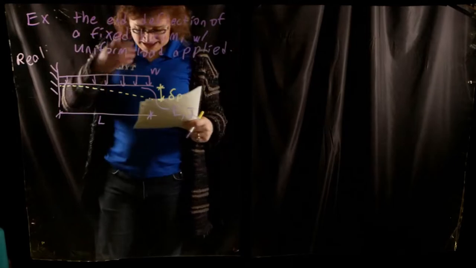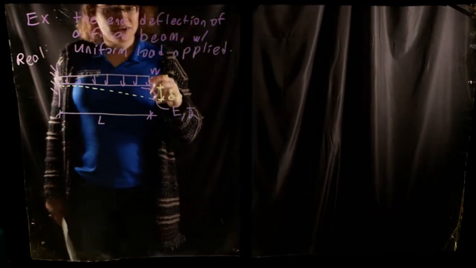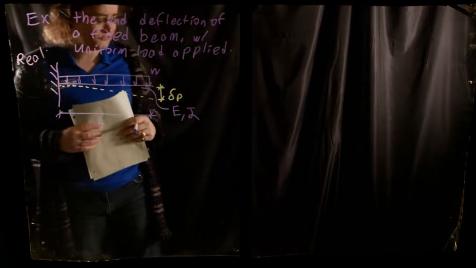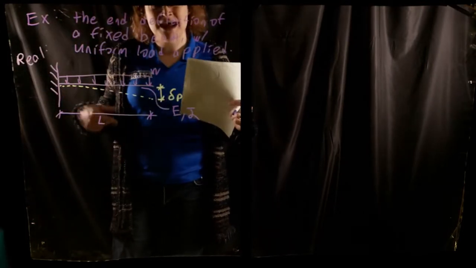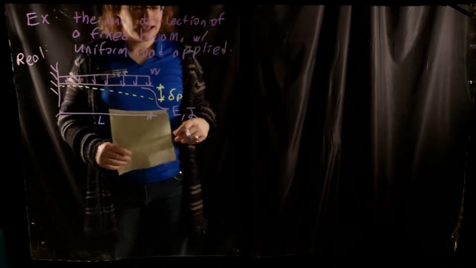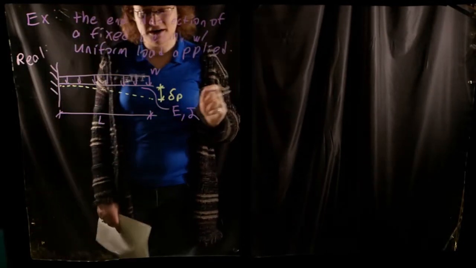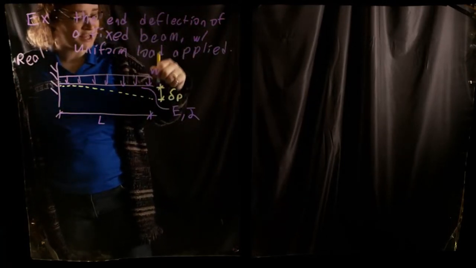So we have our real system, and it's defined. Again, what we're looking for is the end deflection, delta P, how much this thing is going to deflect at its extreme far end. To find this, we now need to define a virtual system. When defining a virtual system, we have to consider what we're looking for. In this problem, we're asked to find the vertical deflection at the end.